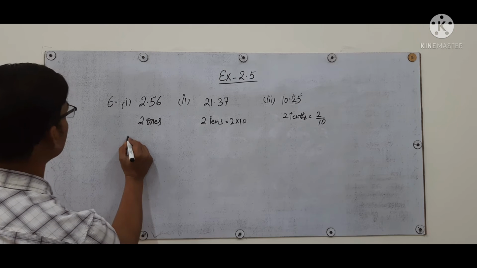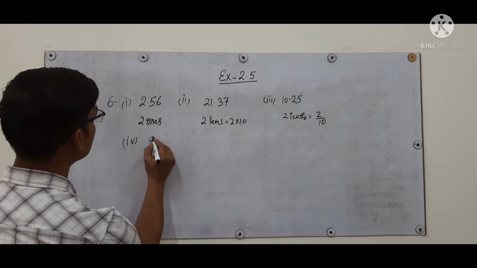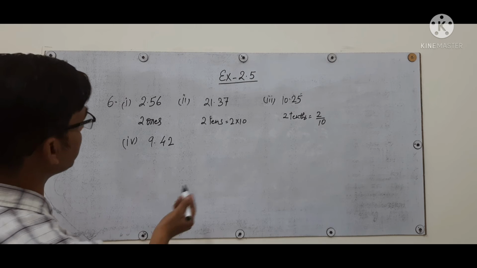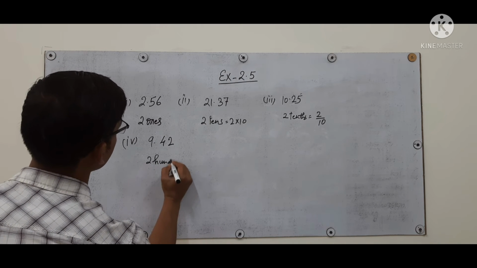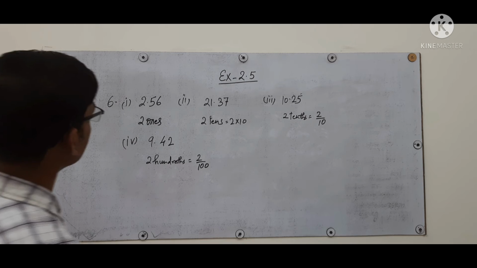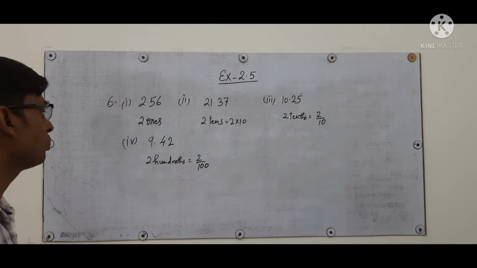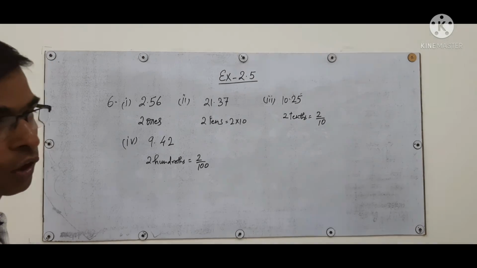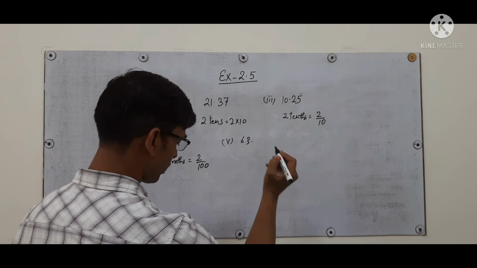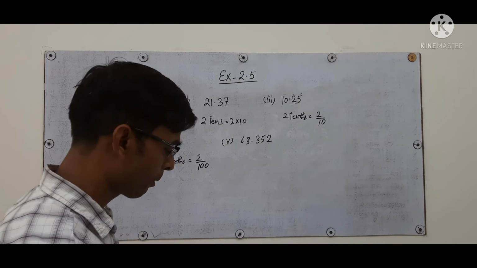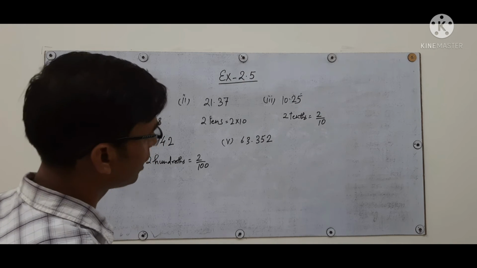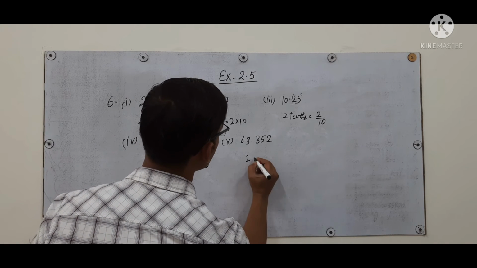And now we will solve fourth part, and its fourth part here is 9.42. So here 2 is at the second decimal place, so it will be 2 hundredths, that is, it can be written as 2 upon 100. So place value of 2 in this fourth part will be 2 hundredths or 2 upon 100. Similarly, we will solve for fifth part also, and fifth part is given as 63.352, and we have to find place value of 2. And here we can see 2 is at thousandths place. Okay, so its place value will be 2 thousandths.